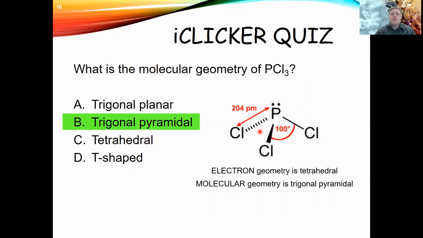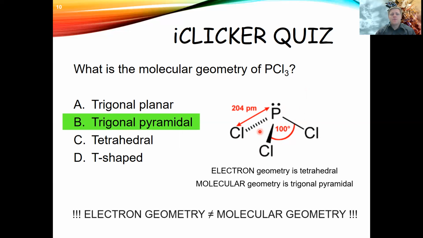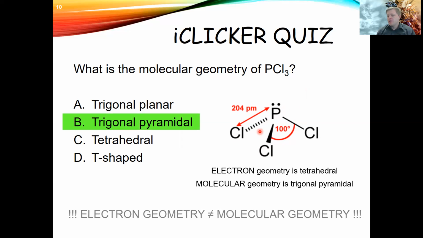So here will be another great place for me to emphasize the point that electron geometry is not molecular geometry. This is one of the most common stumbling points with this topic for students, confusing electron geometry and molecular geometry. So make sure you get those straight right now.